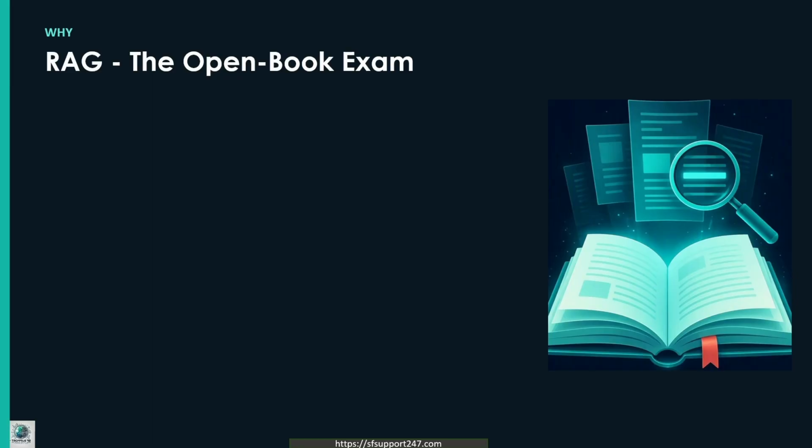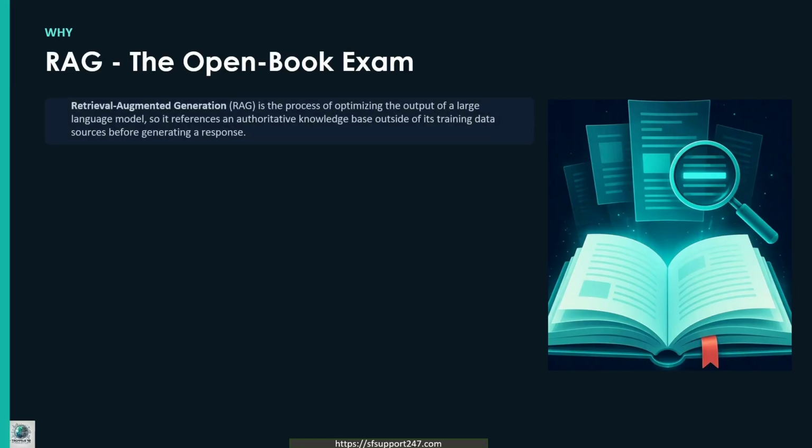RAG: the open book versus the closed book. RAG stands for Retrieval-Augmented Generation. It is the process of optimizing the output of a large language model (LLM) so it references an authoritative knowledge base outside of its training data. Generally, all the LLMs are trained on public data available on Wikipedia and public forums. They have some relationships with companies. Let's take ChatGPT. It has a relationship with X or Twitter or Reddit. They buy the data and train the LLM, the ChatGPT model, on that.